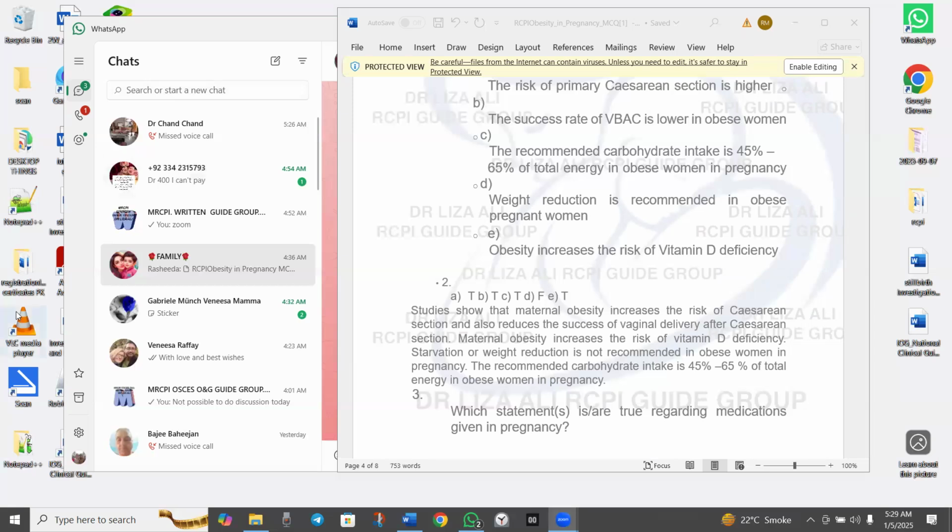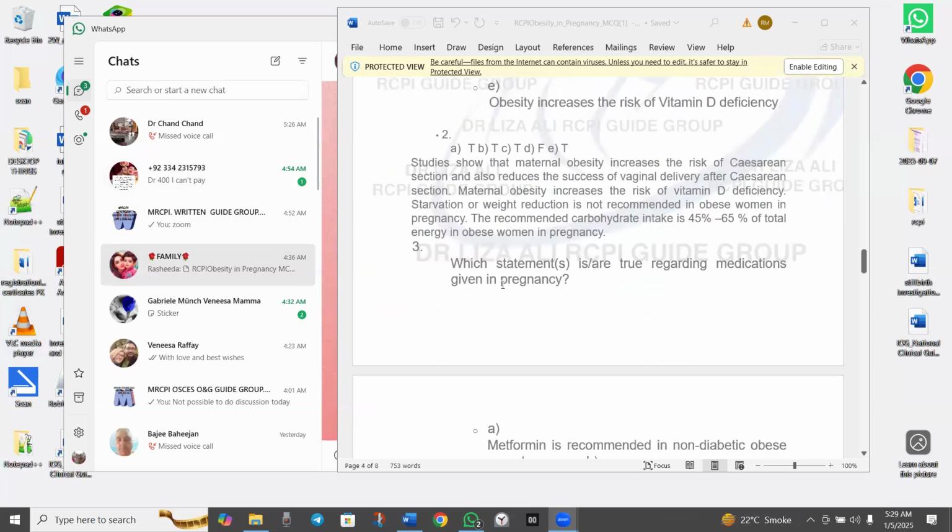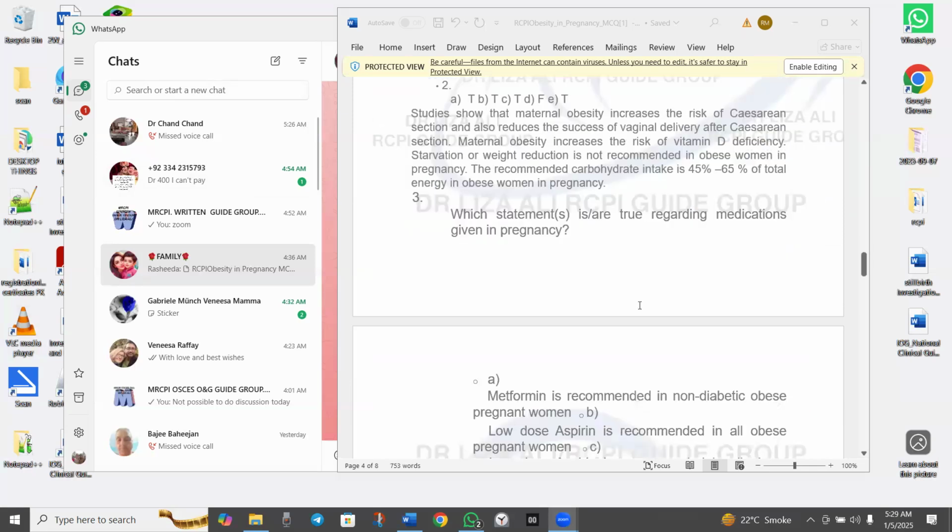We have only 2 minutes, so in 2 minutes we will not do the explanation. At least we will do this question. Can you read it? Question number 3. Which statements are true regarding the medication given in pregnancy?